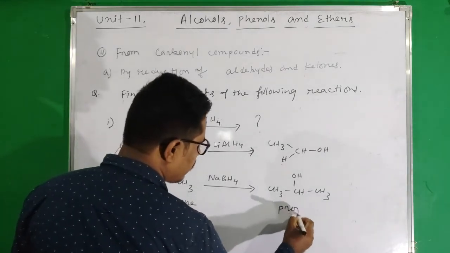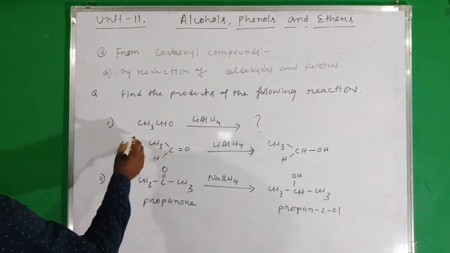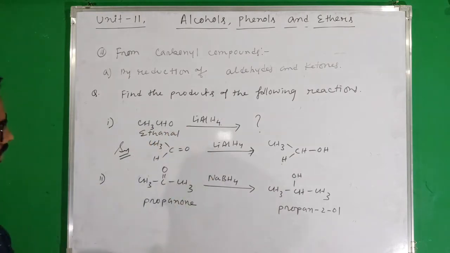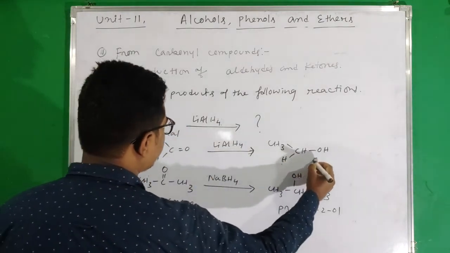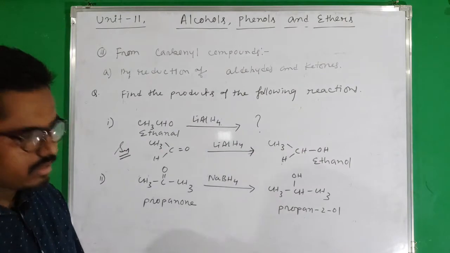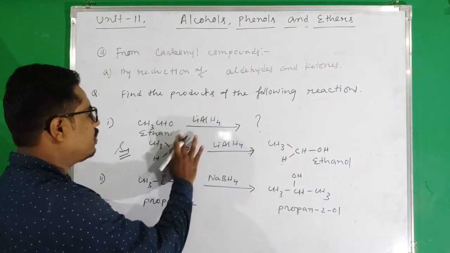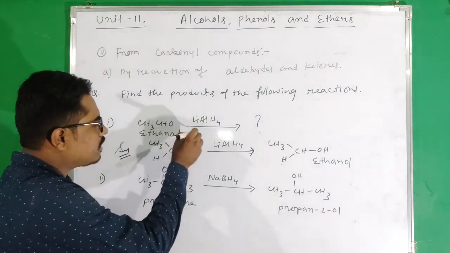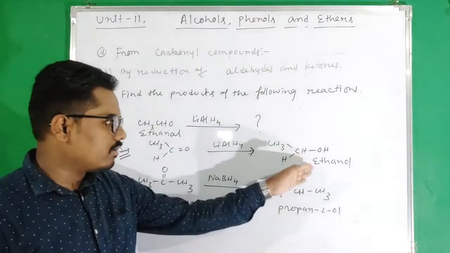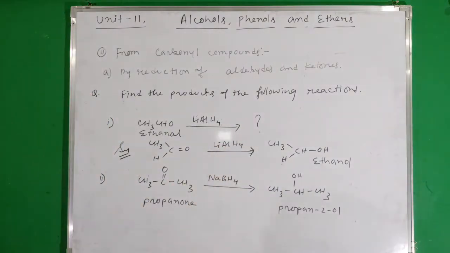This one is propanone, and this one is propan-2-ol, and this one is ethanal, and we have converted ethanal into ethanol. In exams, questions will also ask, how can you convert ethanal into ethanol? This one is aldehyde, therefore you have to put the suffix al. So we are converting ethanal into ethanol by reducing it with the help of lithium aluminium hydride.